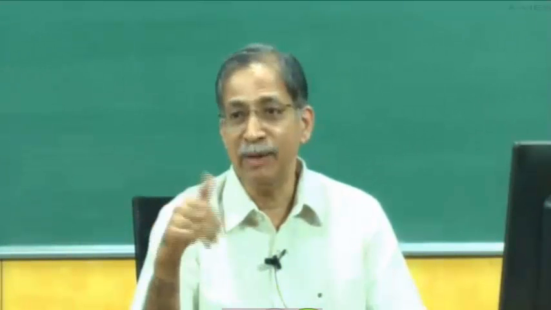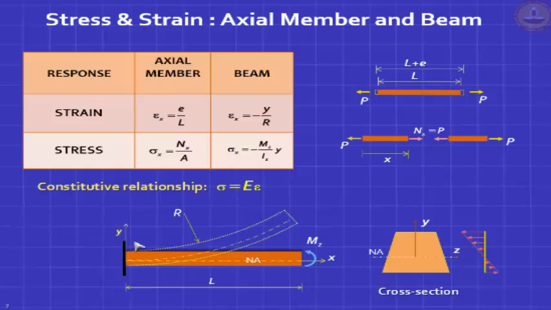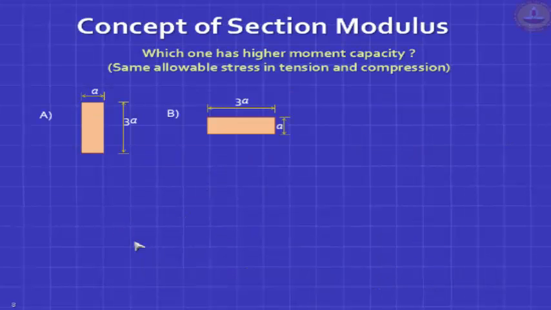Where is the radius of curvature smallest in a cantilever subject to a constant load at the free end? The radius of curvature is smallest at the fixity location, or you could say the curvature is maximum, because 1 by r, and curvature is related to bending moment, and the radius of curvature is infinite at the free end, or you could say the curvature 1 by r is 0. So this is the constitutive relationship.